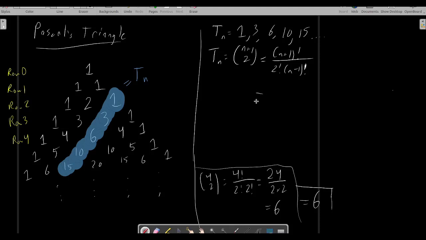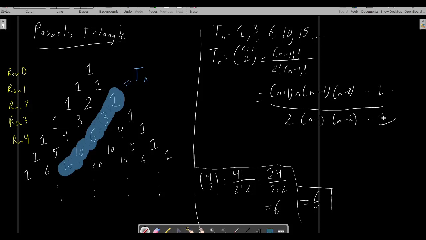Let's write out the products explicitly. The numerator consists of n plus 1 times n times n minus 1 times n minus 2, all the way down to 1. In the denominator, 2 factorial is simply 2. Then the other term, n minus 1 factorial, is n minus 1 times n minus 2 times n minus 3, again, all the way down to 1.